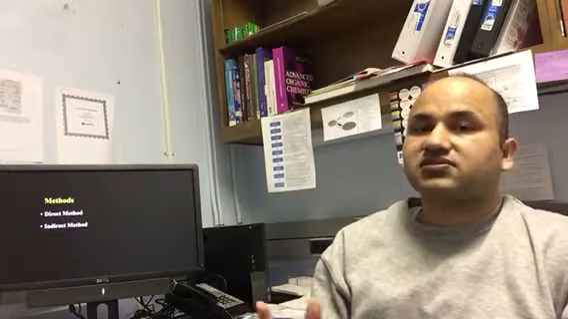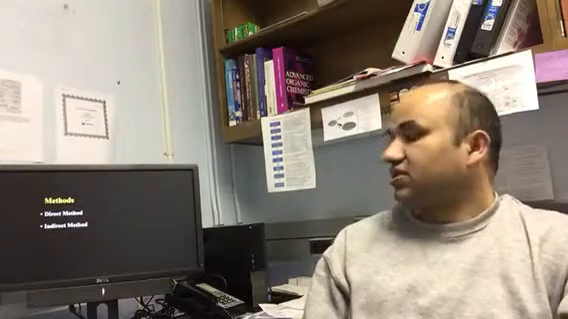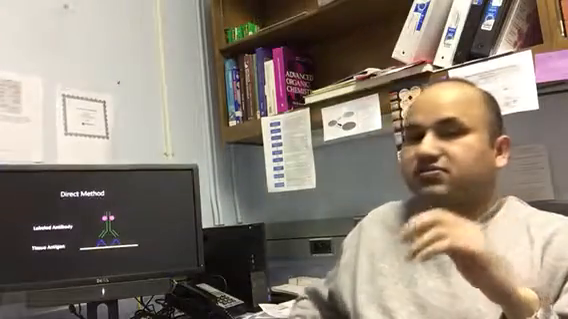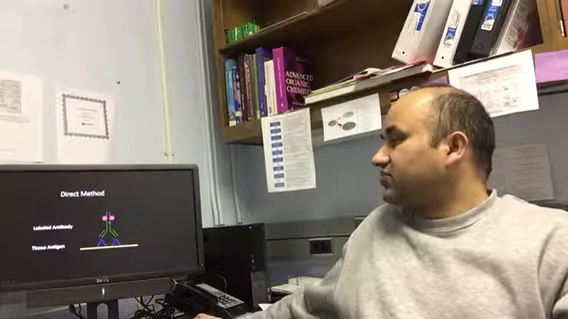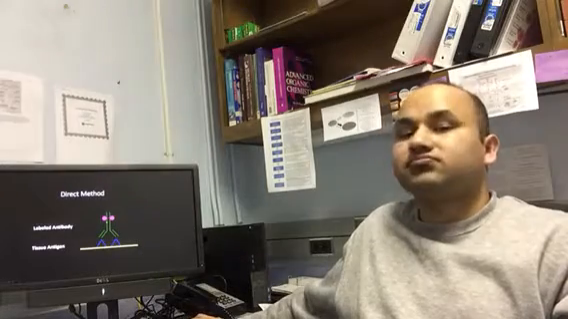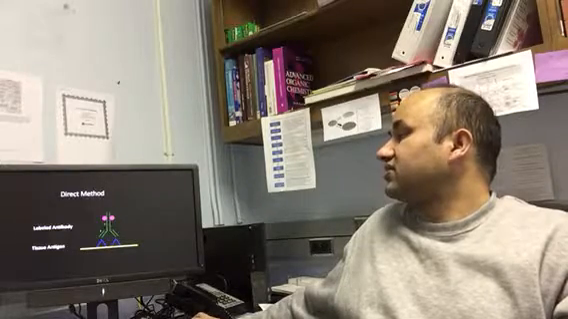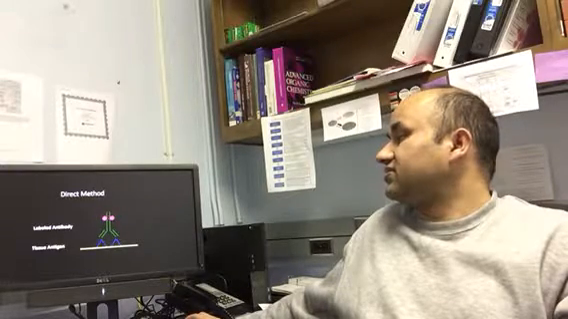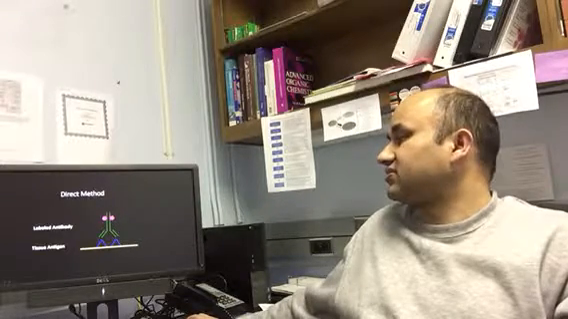Now let us talk about the methods in immunohistochemistry. Basically, two methods are used. The first is the direct method, and the second is the indirect method. In the direct method, only one antibody is used, which is labeled, and there is a tissue antigen. The tissue antigen is bound by a labeled antibody, which has already been tagged, so we just get the signals.